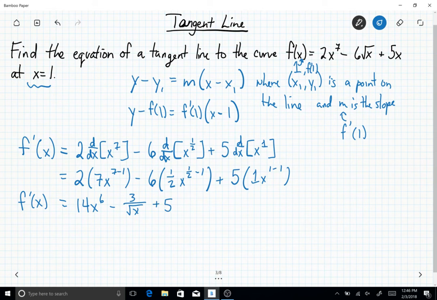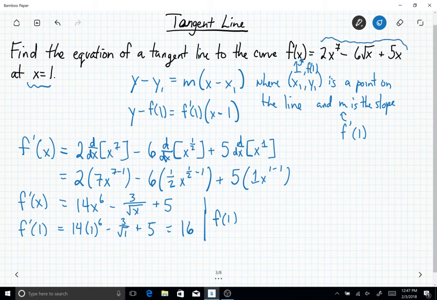Alright, so if we're trying to find f prime of 1, what do we do? Well, that would be 14 times 1 to the 6th, minus 3 over the square root of 1, plus 5. So notice that's 14 minus 3, which is 11, plus 5 is 16. Okay. In a similar manner, we can find f of 1 from the original function.